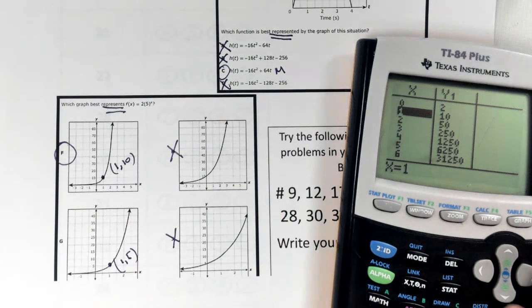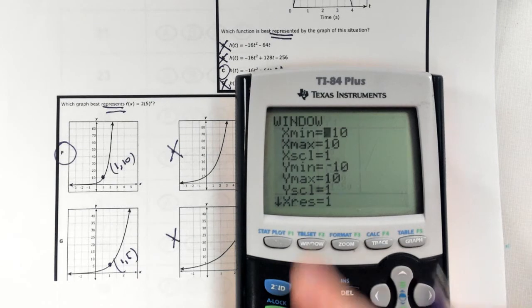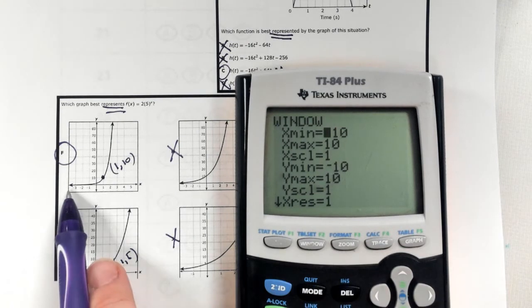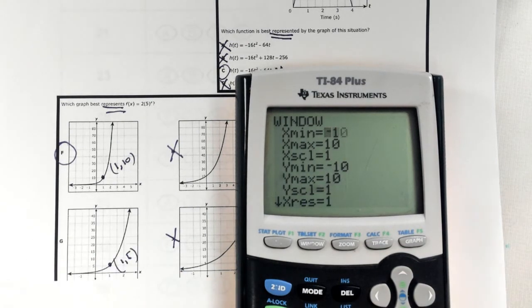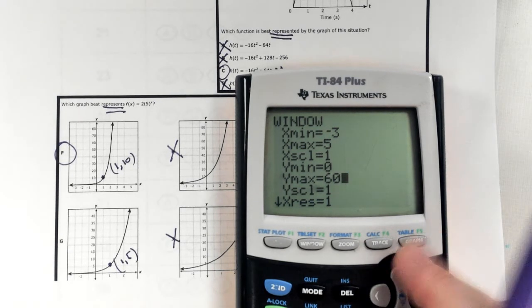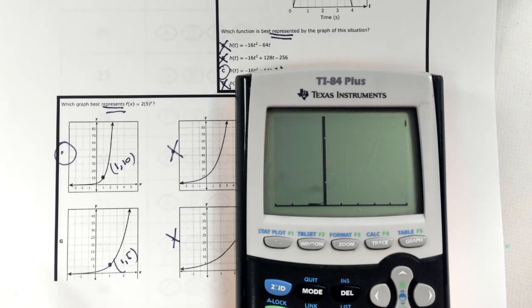Now, you could have also changed the window. So we see this goes from -3 to 5 for X, counting by ones, and it goes from 0 to 60. And you don't really have to change what it's counting by, and if you graph, you'll see that. And it's a little hard to tell. I definitely would look at your points.